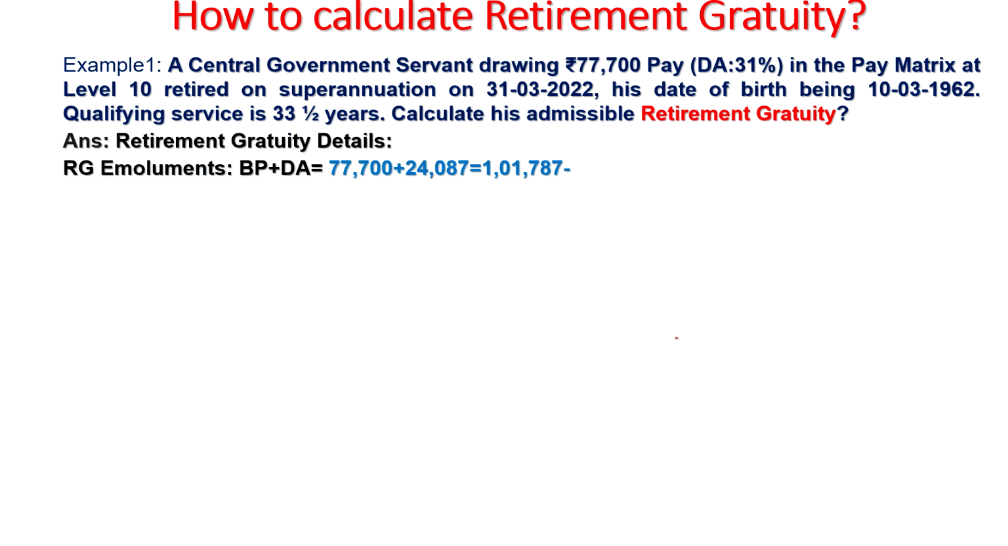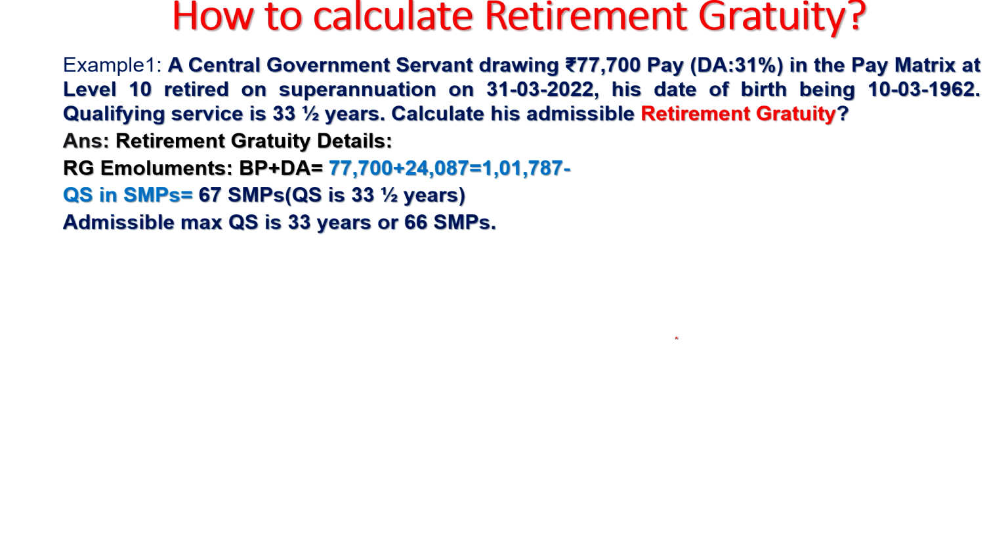And retirement gratuity emoluments, as we have seen, is the basic pay plus DA, that is 77,700 plus 24,087, that is the DA at a rate of 31% on 77,700, which comes to 24,087. Total is 1,01,787. Now we will reckon the qualifying service in 6 monthly periods, that is SMPs. It is 67 SMPs. That is 33 and a half years of qualifying service, but the admissible maximum qualifying service is 33 years or 66 SMPs.